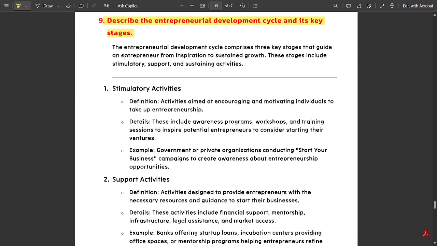The entrepreneurial development cycle comprises three key stages that guide an entrepreneur from inspiration to sustained growth. These stages include stimulatory, supporting, and sustaining activities. The key stages are: first is stimulatory activities. Definition is that it is aimed at encouraging and motivating individuals. Details: these include awareness programs, workshops, and other training sessions. For example, government or private organizations conducting start your business programs. So this is the real life scenario example.